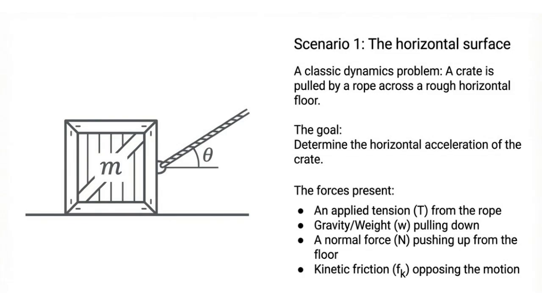In this scenario, we're looking at a crate being pulled across a rough horizontal floor by a rope, which creates a classic dynamics problem. Our main objective is to find the crate's horizontal acceleration. Several forces are at work here. The rope's tension pulling the crate at an angle, the crate's weight acting downward due to gravity, a normal force pushing upward from the floor, and kinetic friction that resists the motion. Understanding how these forces interact will help us set up the equations needed to calculate the crate's acceleration.